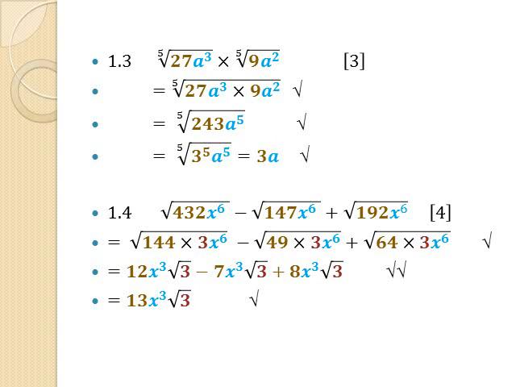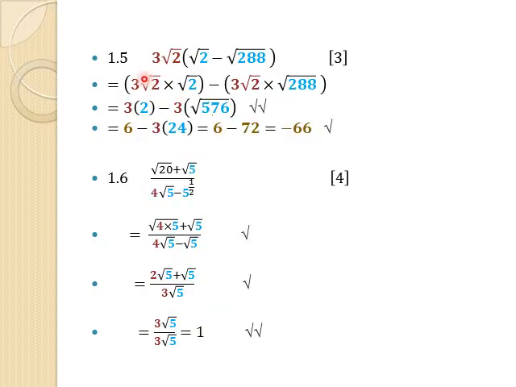Right, let's look at the next two problems. Right, in 1.5, now we have a surd multiplied by 2 surds inside, distributive law. So there's no plus or minus, therefore that's multiplication. So 3 square root 2 times square root 2. Positive times negative stays negative. 3 square root 2 times square root 288.